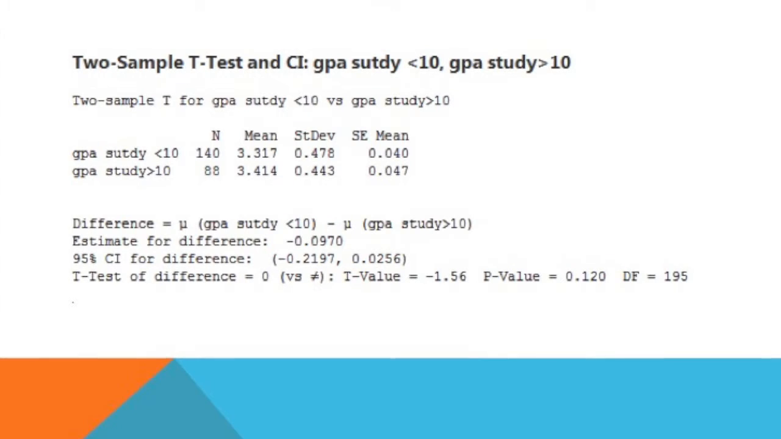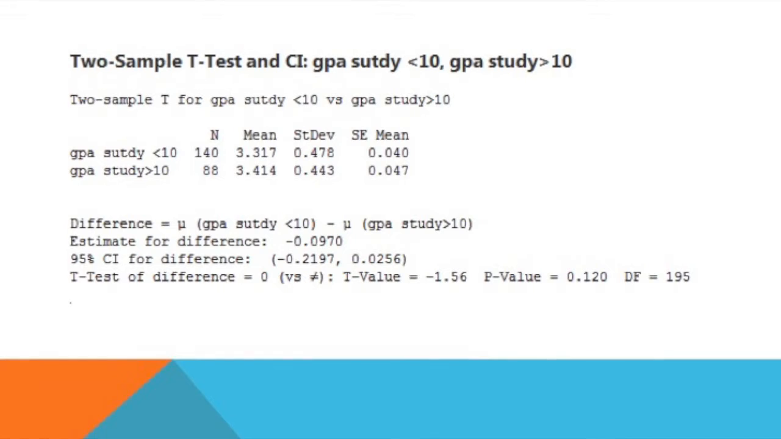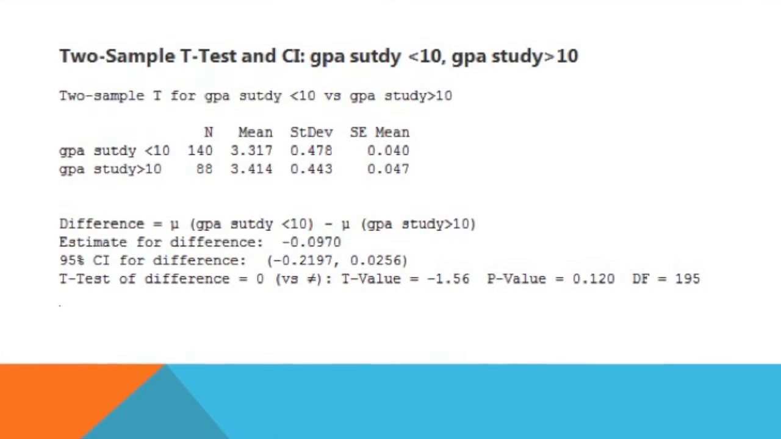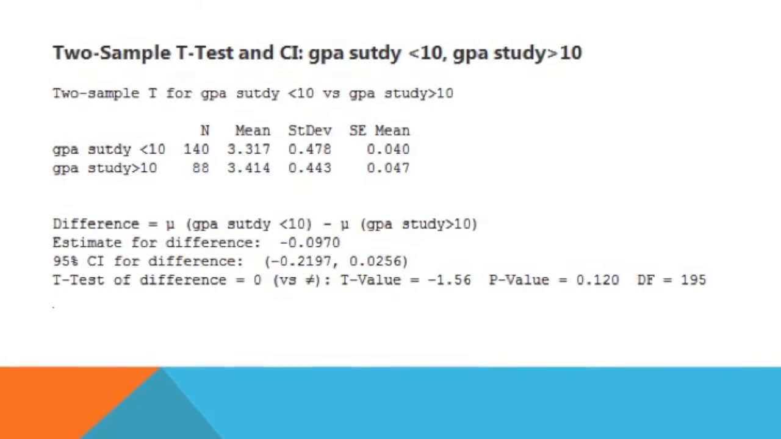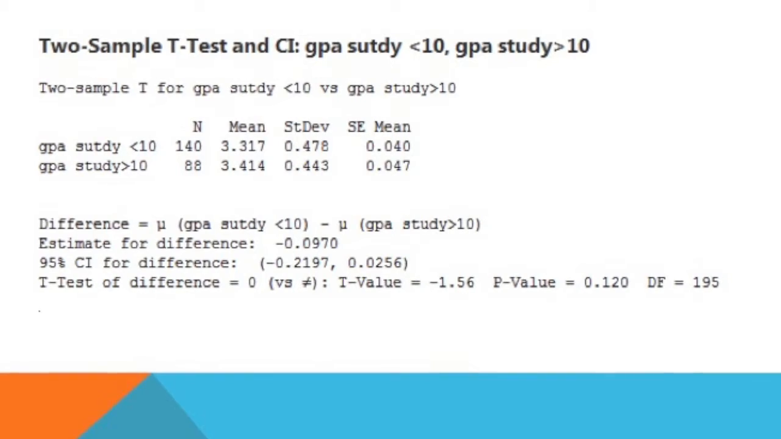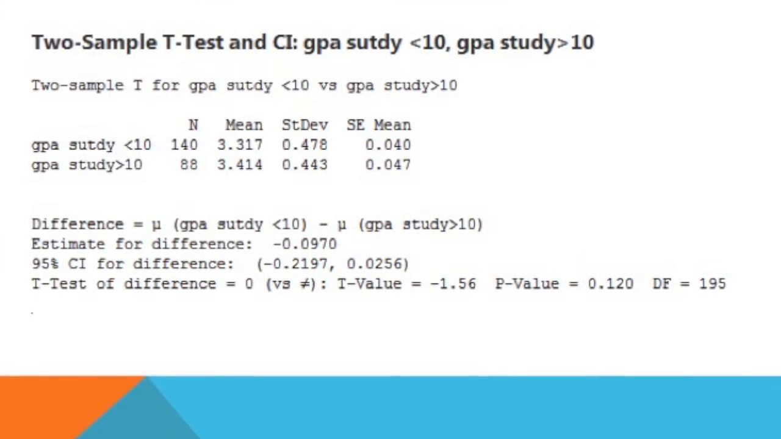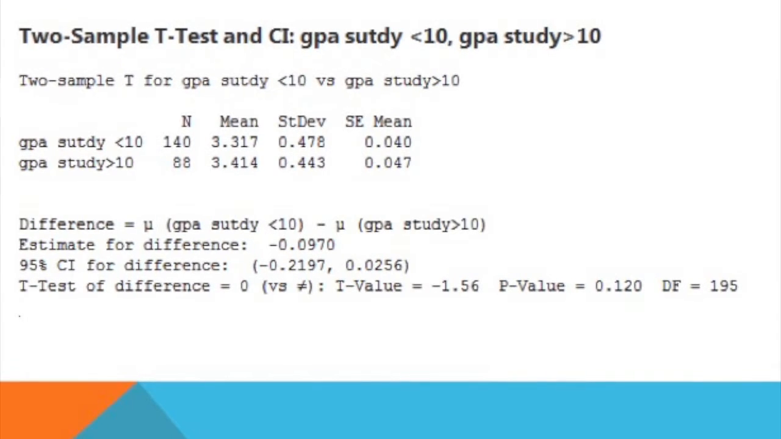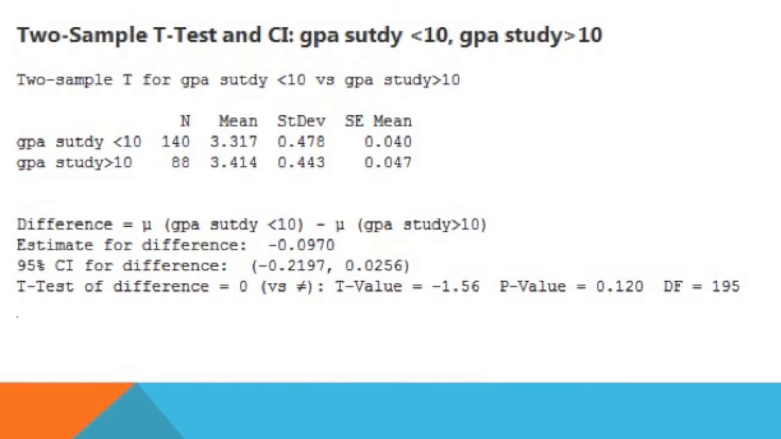So here we have our first claim: the GPA of a student who studied more than 10 hours is not equal to the GPA of a student who studies less than 10 hours. The GPA of the students who study greater than 10 hours is 3.414, and the GPA of a student who studies less than 10 hours is 3.317. Based on this test, we can support our claim.